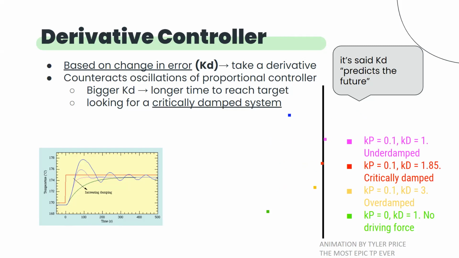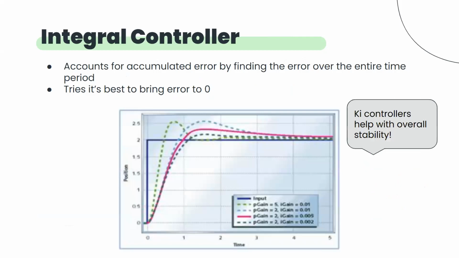Okay, awesome, nice. There's another really great graphic about what different KP and KD values working together can do. And here's also another example of the different KP values, KD values and what they do to your system. The last thing that we have is the integral controller. This accounts for the accumulated error by finding the error over a large amount of time. It's trying its best to bring the error down to zero. The KI controller essentially helps with overall stability. You won't really have to understand the nuances of that. However, it's really important to implement this within your controller and within your capstone project. Otherwise, you're going to have a lot of oscillations and your system sometimes will do things that are really weak.